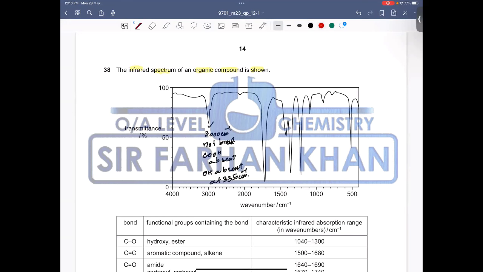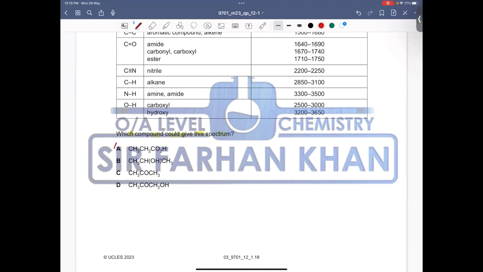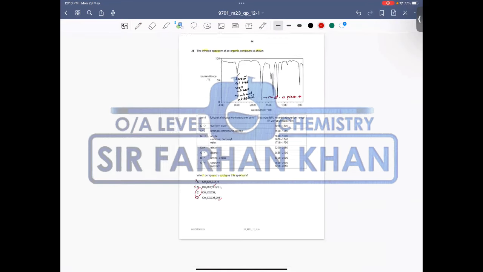But over here we have 1700 centimeter inverse, that is carbonyl group present. So if carboxylic acid is absent, this option is incorrect. If alcohol is absent, this option and this option are also incorrect because both of them are alcohol, right? Only C is going to be the right answer. That is ketone, the carbonyl peak is there. All right, that's a very easy question.